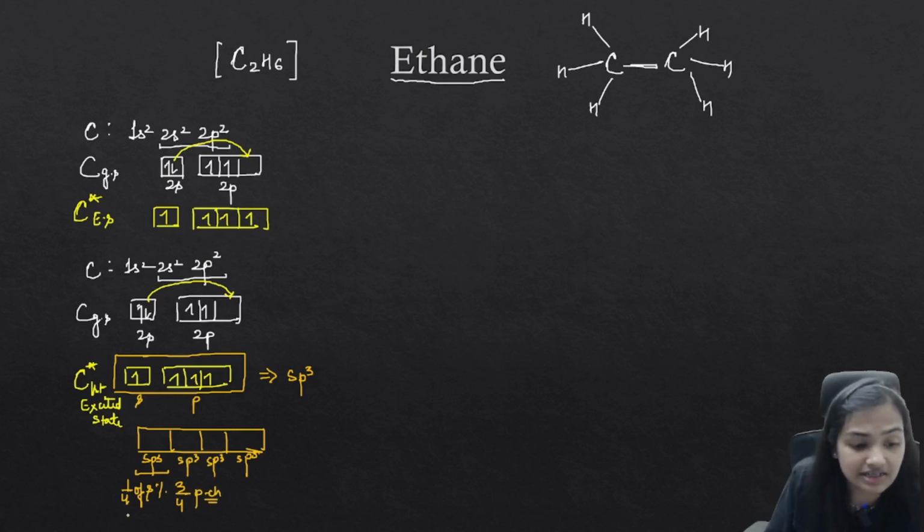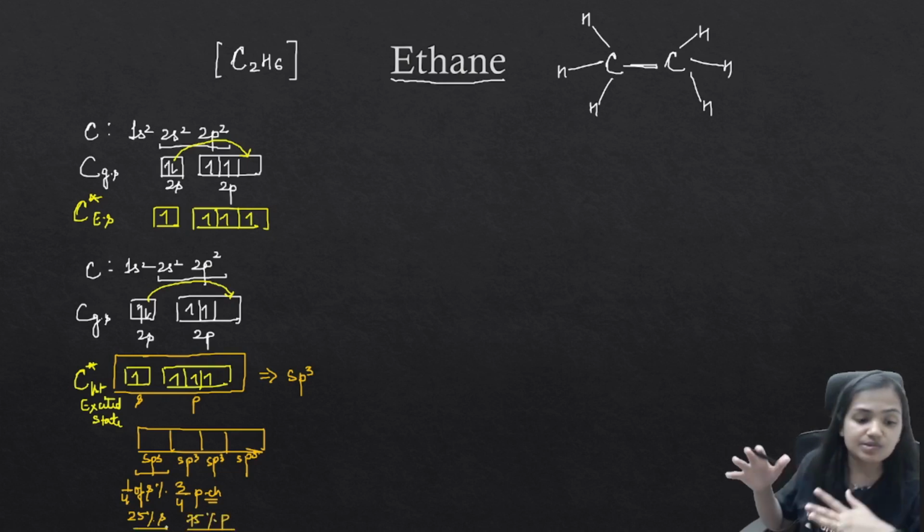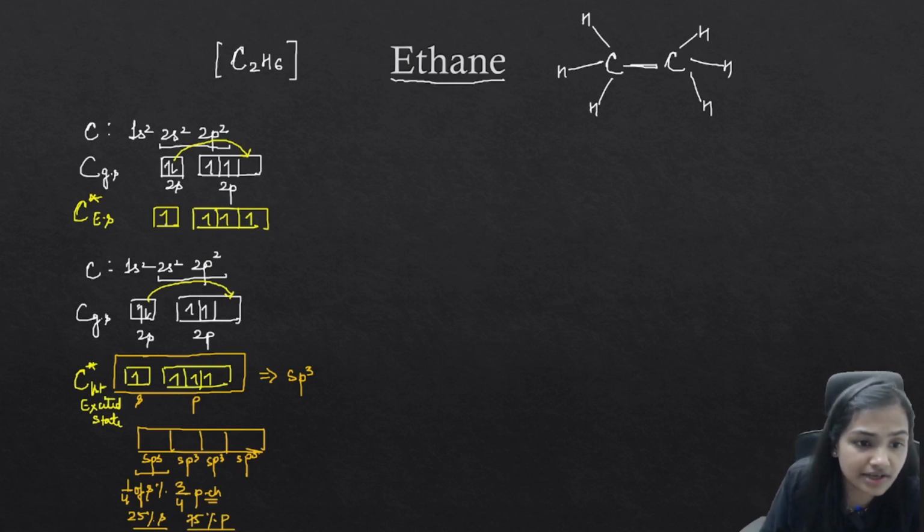Or in other words, we can say that we have 25% s character and 75% p character. In terms of percentage we can say that. Similarly here also they will undergo hybridization, and once they undergo hybridization, the orbitals will be of the same energy. There will be a redistribution of energies and they will become 1, 2, 3, 4. Now ultimately, what will you notice?